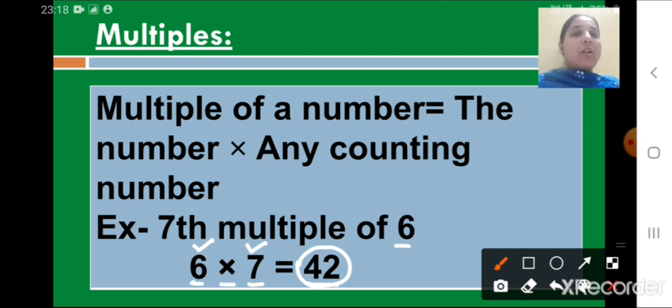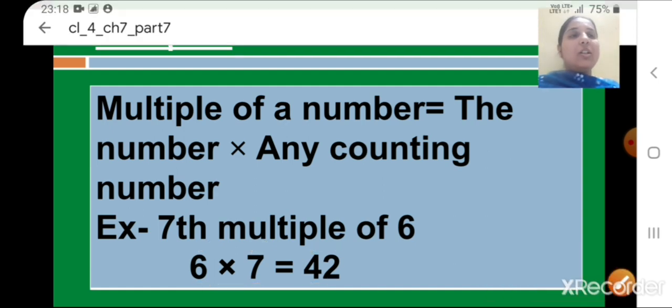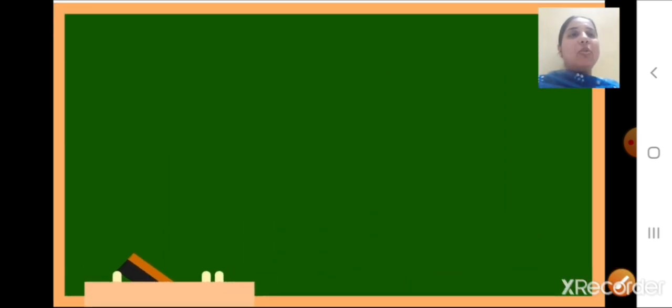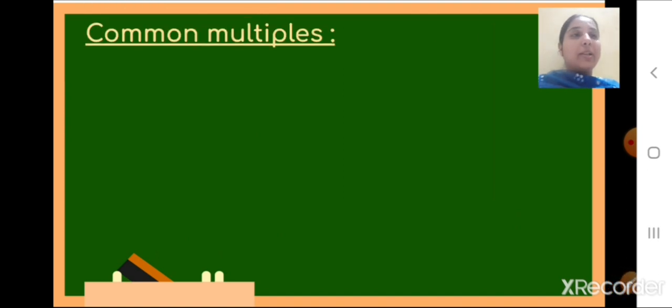Or we can also say that 6 and 7 are the factors of number 42. So when we multiply two or more numbers, then the product obtained by multiplying them is called the multiple of those numbers. Okay? So today we will see how to find the common multiples. Now we know how to find the multiples.